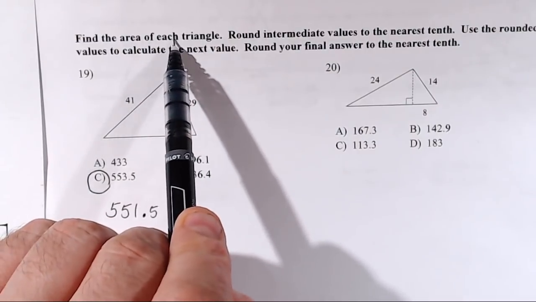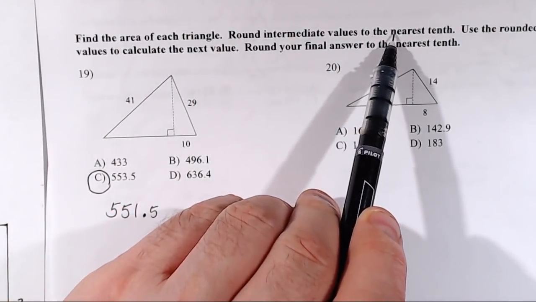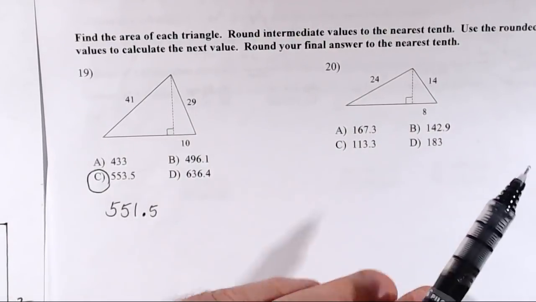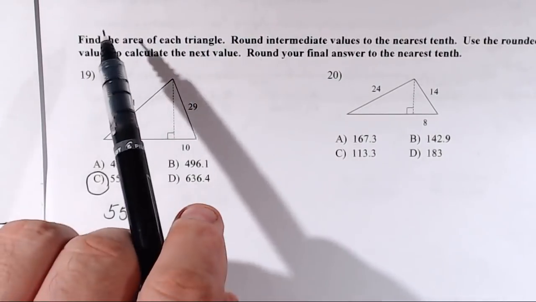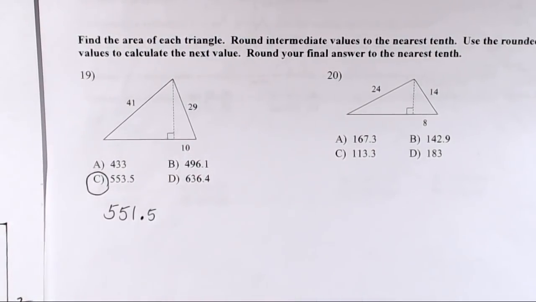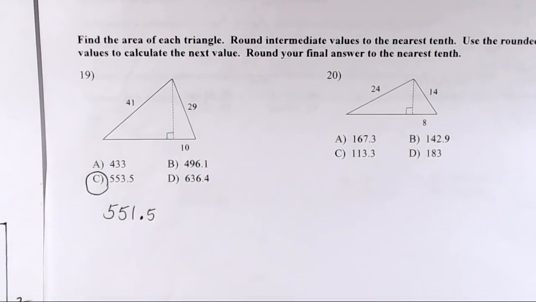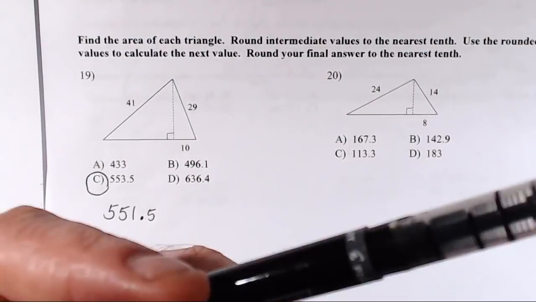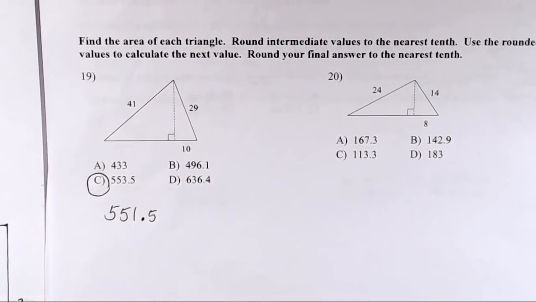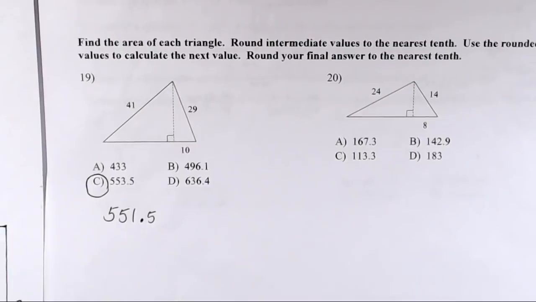Okay, find the area of each triangle, round intermediate values to the nearest tenth. Okay, so something with this one, rounding intermediate values to the nearest tenth, use the rounded values to calculate the next value. I feel like if you back the tape up, that's exactly what we did. But maybe we didn't do it right somewhere. Maybe we didn't round, because it said to the nearest tenth. So we rounded to the nearest tenths place each time. So I don't know. Maybe that's wrong. It'd be worth sending it to the teacher. Unless you saw the error and you're laughing right now.